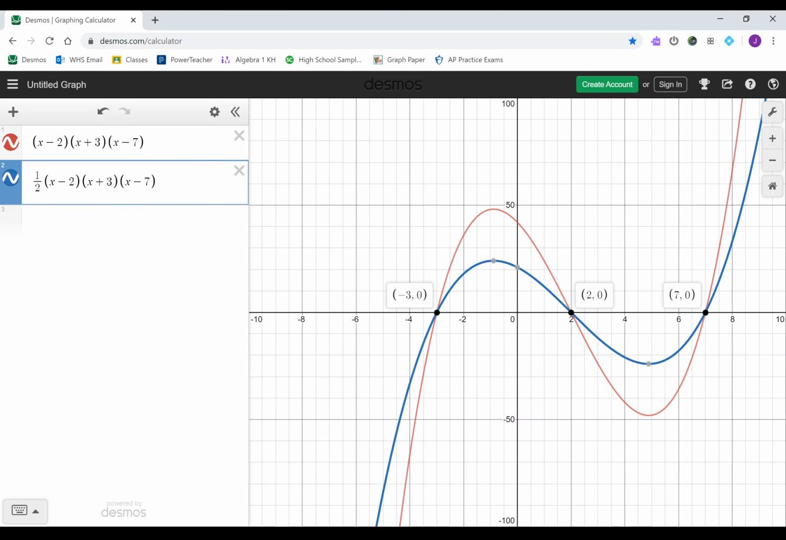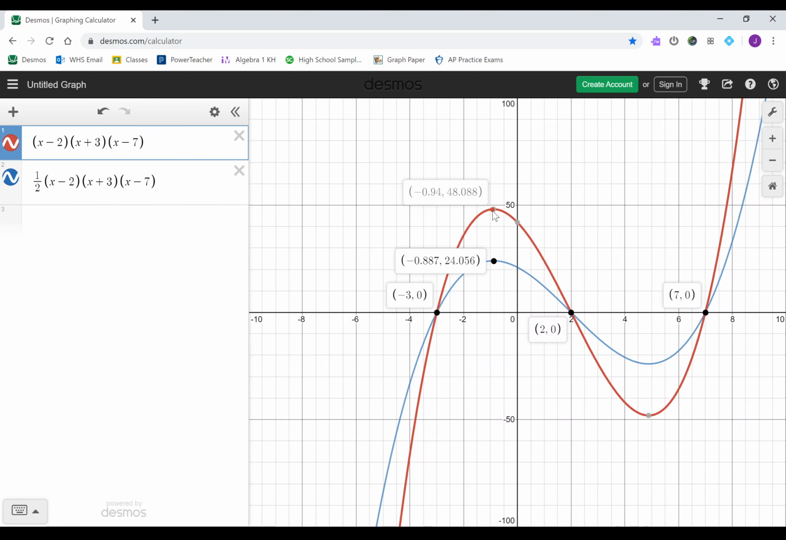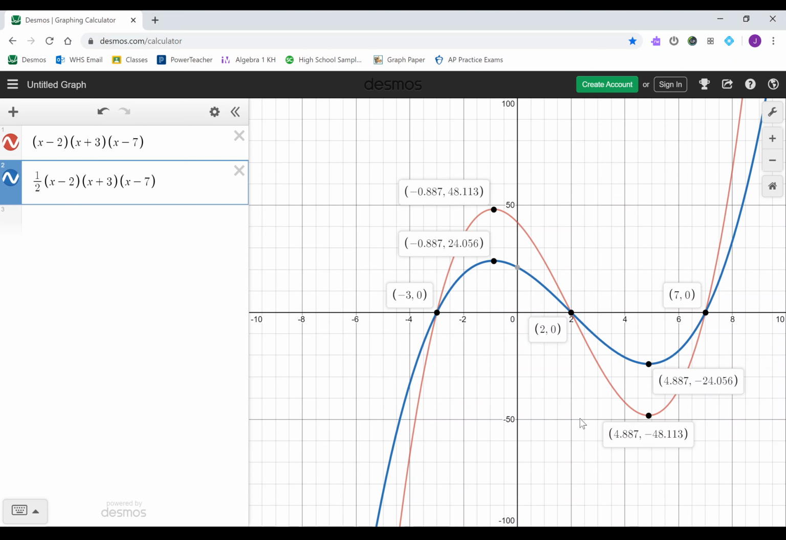So what is that 1/2 doing to our graph? It looks to me like it is just shrinking it. So instead of being as tall as the red graph is, the blue graph is about half as tall, it looks like. Right? This one only goes up to 24 at that peak there, whereas this one goes up to about 48 at that peak. So yeah, it's about exactly half as tall. So I can also do the same thing on the other peak here. This one goes down to -48. This one only goes down to -24.